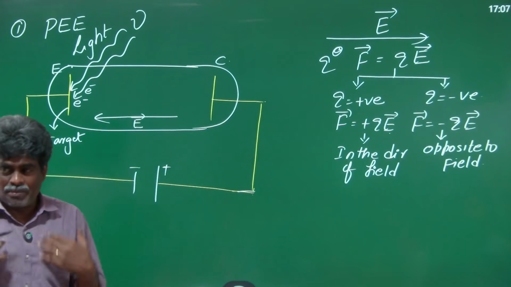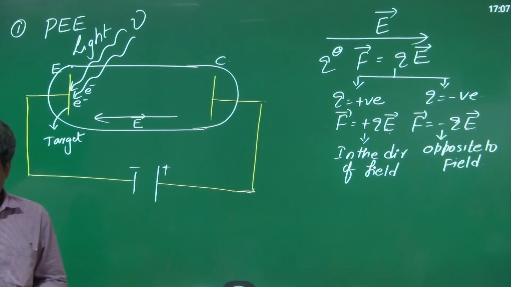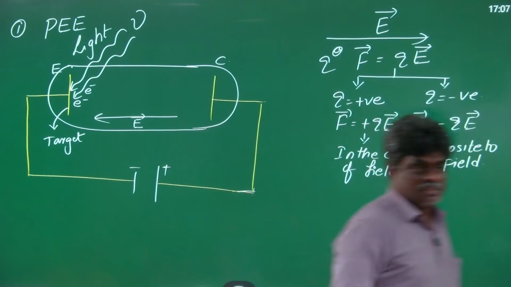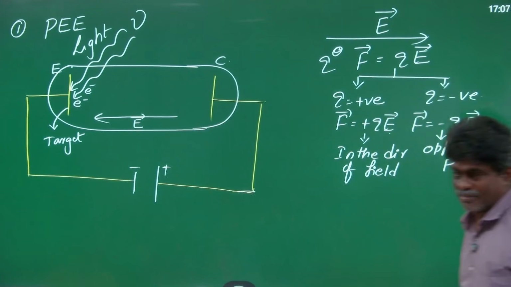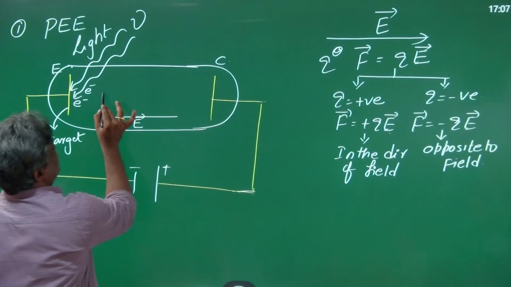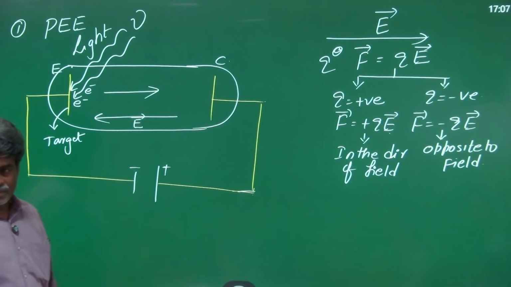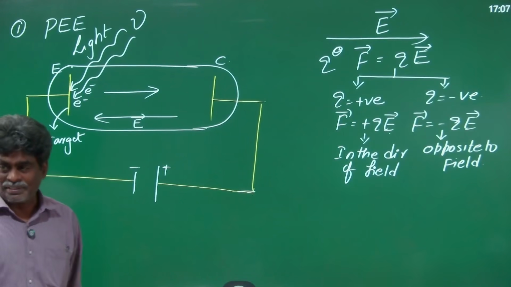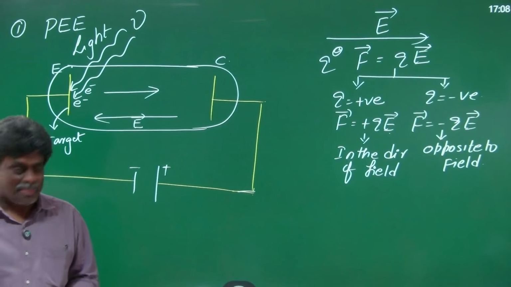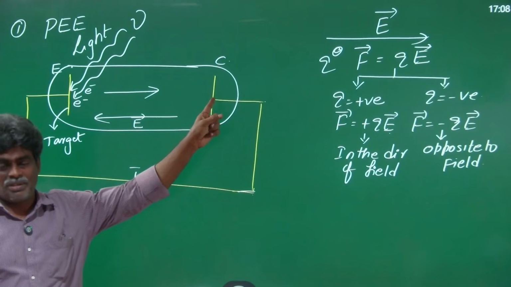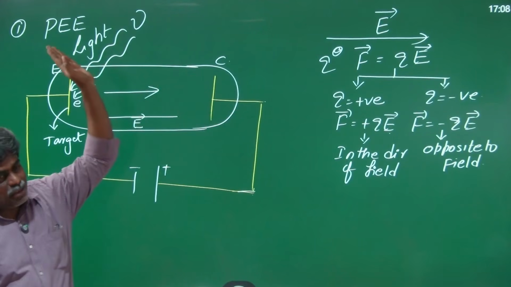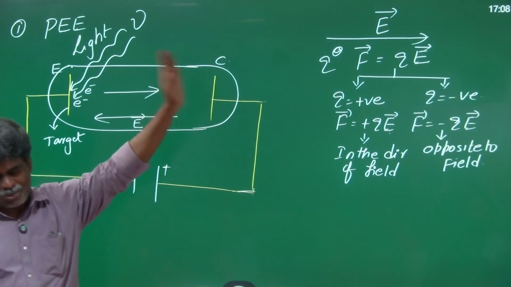If I am a negatively charged particle, then what will the electric field do? Opposite. Now tell me, your electrons are moving in which direction? Opposite to the field. So that means electrons will move like this or not? Then where is the photoelectric effect? If you want to observe the photoelectric effect, it should be a negative charge, not a positive charge. If you give the positive charge, electrons will be attracted by the positive plate.